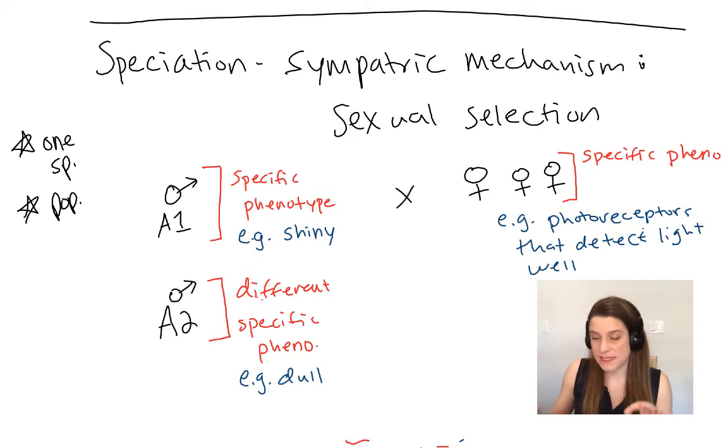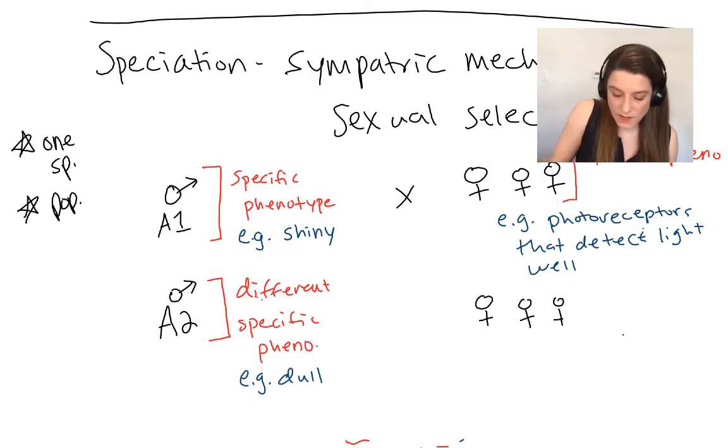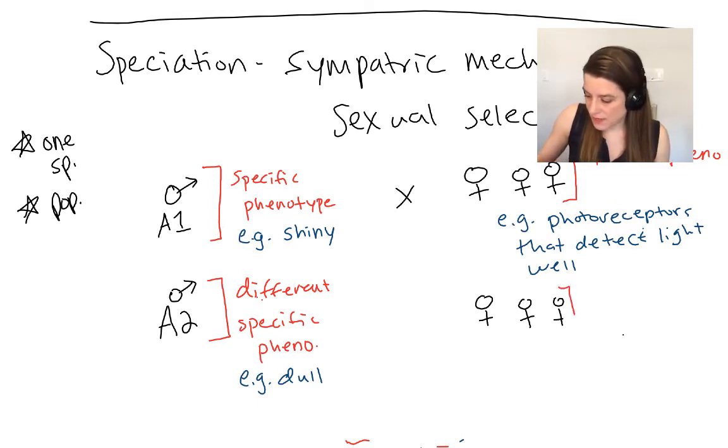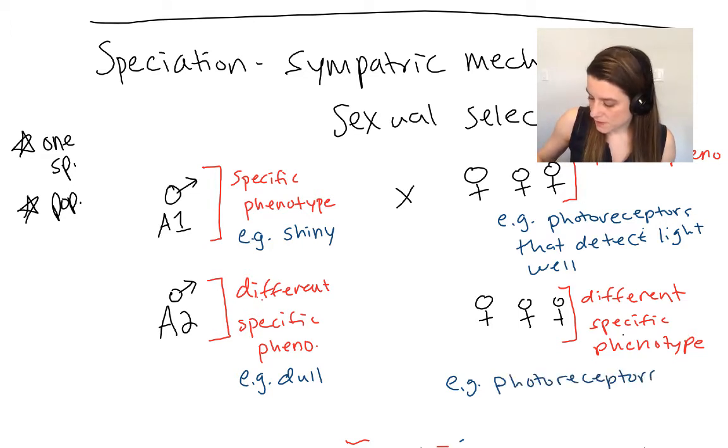Now here's the difference: you have a second set of characteristics that create a second pairing. So you have other types of females in the population which have a different specific phenotype. Let's say in this example, they have photoreceptors of a different form that are extra sensitive.